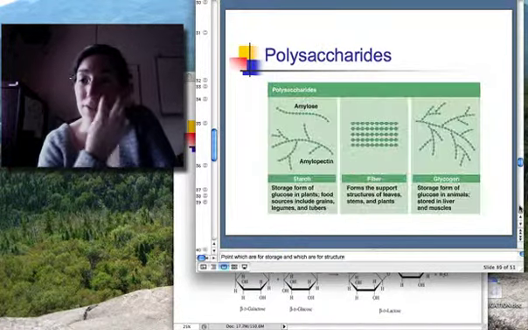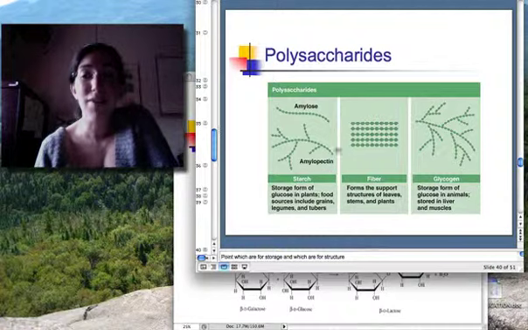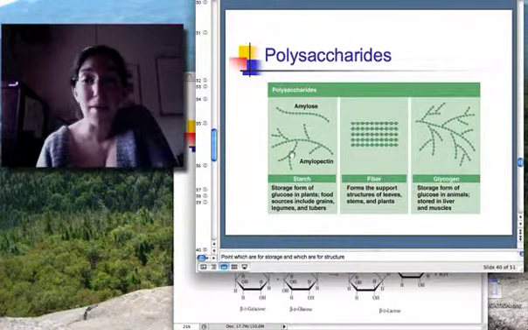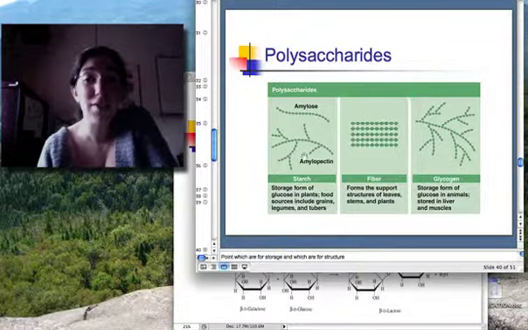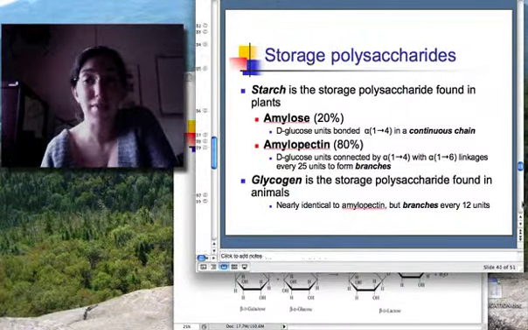So here's some examples of some polysaccharides. You have starches and glycogen. These are different storage polysaccharides. And fiber is one of these structural polysaccharides. And this is just sort of cartoon drawings showing you the difference in their structures due to the different types of glycosidic linkages they're going to have.